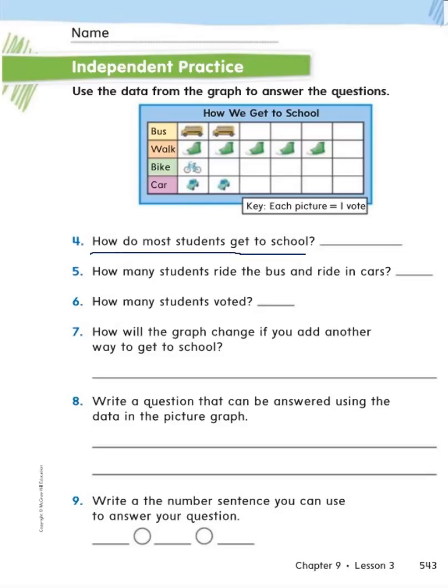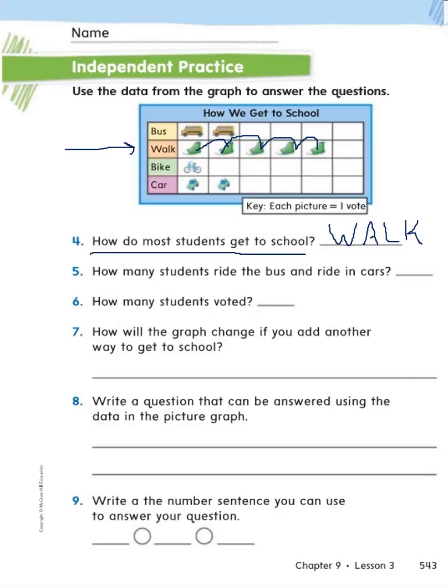Let's look at question 4. How do most students get to school? What are we going to look for? We're going to look for the one that has the most pictures. And hopefully you all can see that walk has the most pictures. 1, 2, 3, 4, 5. So how do most students get to school? The answer is not 5. The answer is walk. Okay, and this is a little difficult for me to write clearly because I'm doing it with a mouse this time.